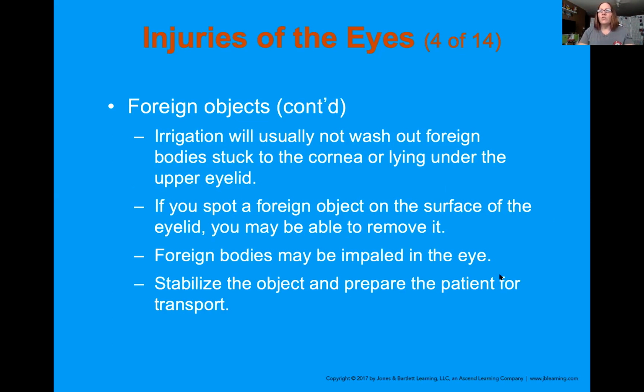So we can try irrigating the eyes for a few minutes. Your book has the different numbers for the different types of acid versus a base. But foreign objects in the eye, we can try an irrigation for it. If it's something literally just poking out of the eye, like a pencil or a piece of lead, things that kids do in school, we stabilize the object and we prepare them for transport.